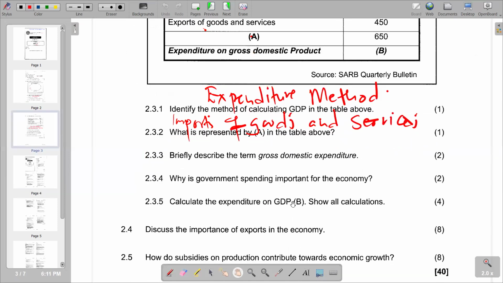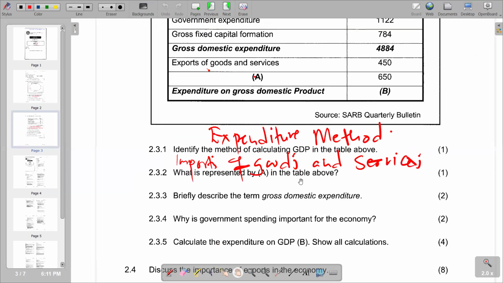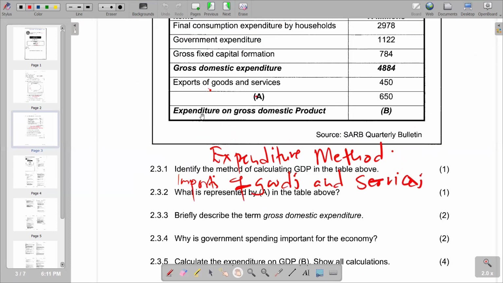2.3.5 says calculate the expenditure on GDP. Show all calculations. So the expenditure on GDP is the last item that we have over here, and we are saying to arrive at B, we are going to say gross domestic expenditure. We add exports of goods and services. We subtract imports. Remember here it's representing imports of goods and services. So basically we are saying 4,884,000 plus 450,000 minus 650,000. Then we get our B.